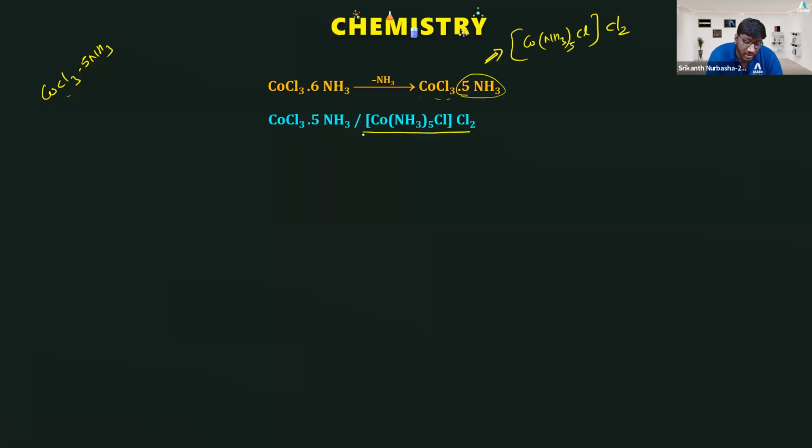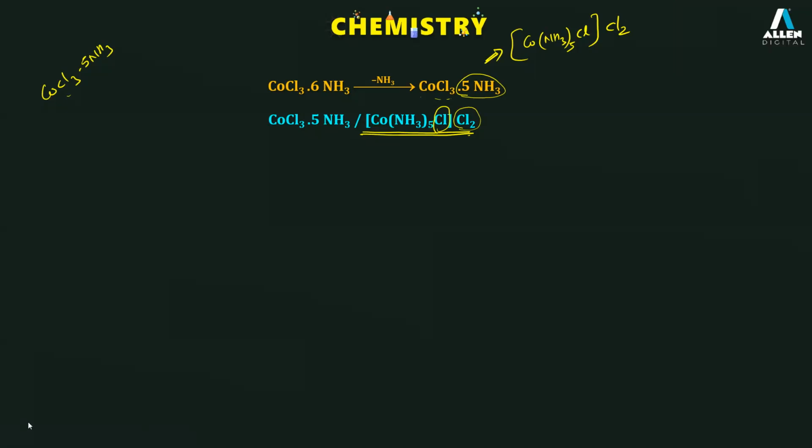This is how you have to mention this formula. So five ammonia act as secondary valency. These two chlorines will act as primary valency. What about this chlorine here, which has a negative charge and is present inside? Is it a primary valency or secondary valency? Secondary valency. Sure? With this chlorine only, can we say the oxidation number of cobalt is 3, or without this chlorine also? How do we calculate the oxidation state of cobalt?